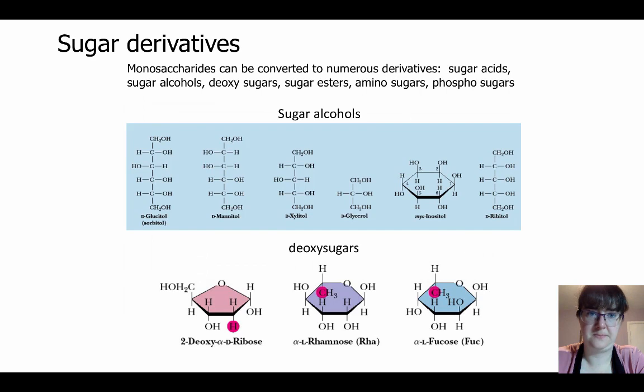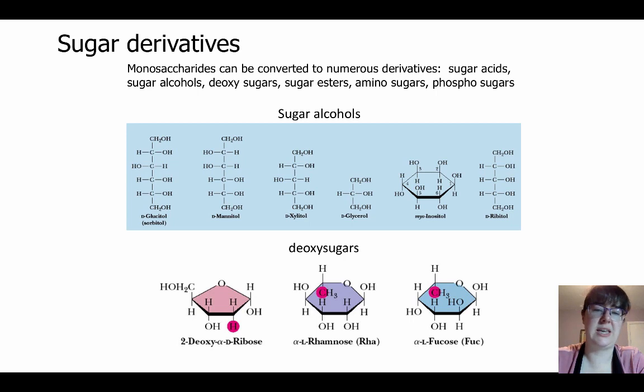We can also have sugar derivatives. Whenever we're talking about carbohydrates, we can still have different functional groups in here. So as you look at these different derivatives: sugar acids, sugar alcohols, deoxysugars, sugar esters, amino sugars, and phosphosugars, all of those should remind you of different things from organic chemistry. And they're going to go really well along with what we've got.